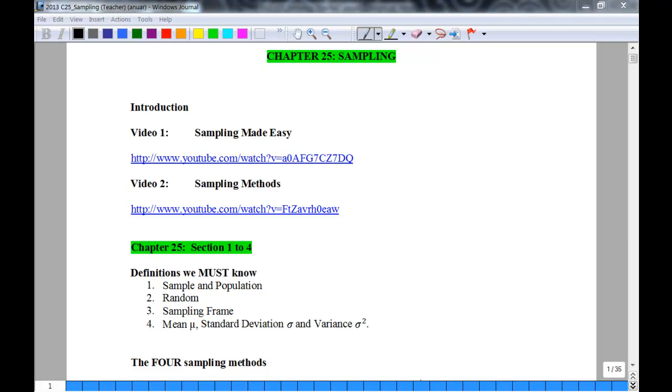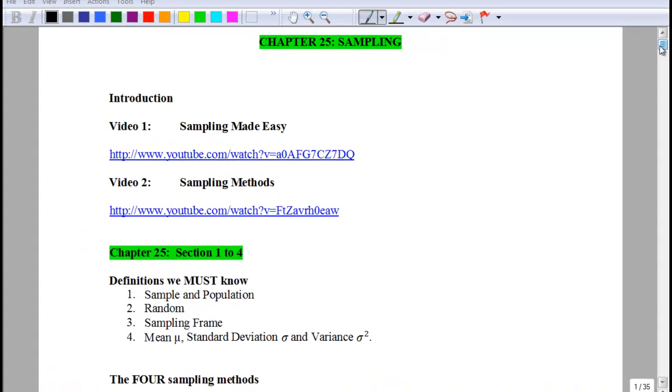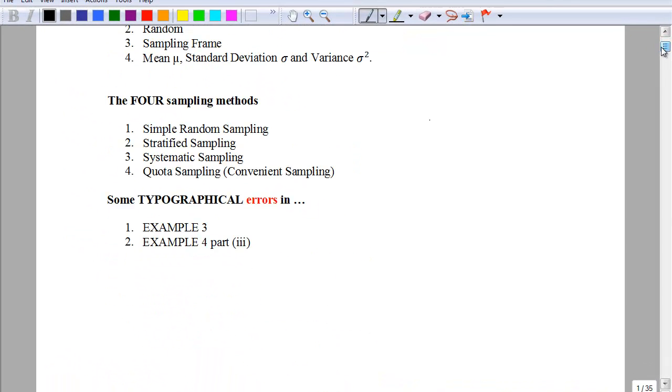From the definitions, you then need to understand that there are 4 common types of sampling methods, as you have seen in the video, and they are simple random sampling, stratified sampling, systematic sampling, and the last one, quota sampling, which from the video is also known as convenient sampling.